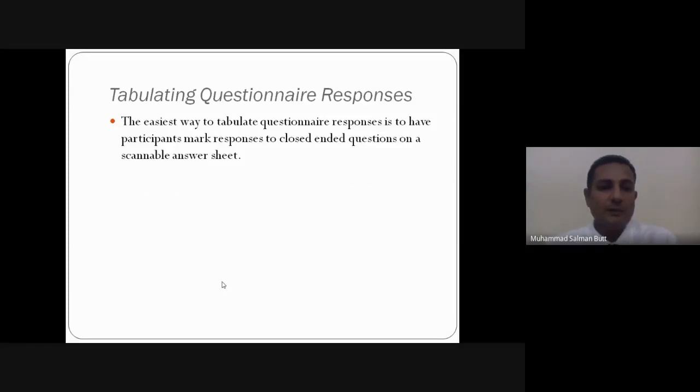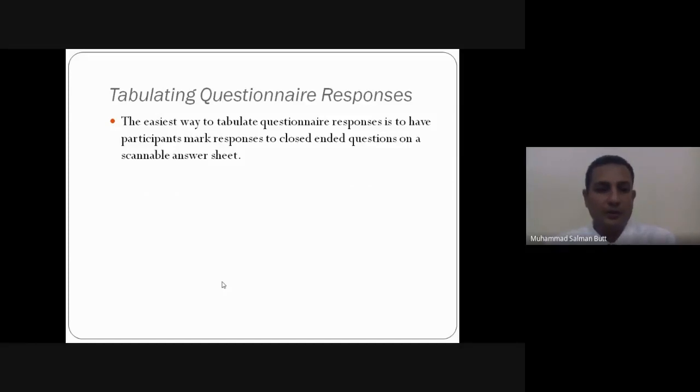And the easiest way to tabulate question responses is to have participants mark responses to close-ended questions on a scannable answer sheet. This is something very advanced, I would say, just like examinations conducted by the government, for example the Punjab Public Service Commission or any other well established organization.